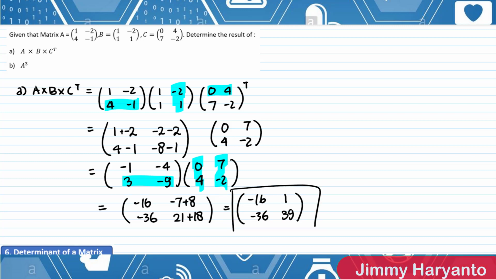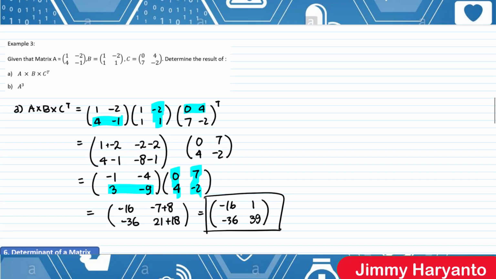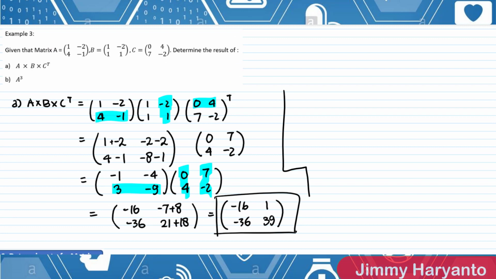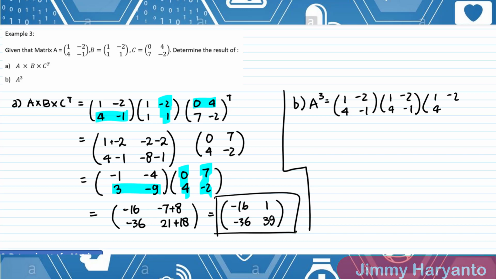So this is the result for example 3a. And then after that, 3b. The question says you have to calculate A to the power of 3. Remember, A to the power of 3 means A times A times A. That means you have to multiply them 3 times. 1, negative 2, 4, negative 1, and then 1, negative 2, 4, negative 1. This is called a cube.